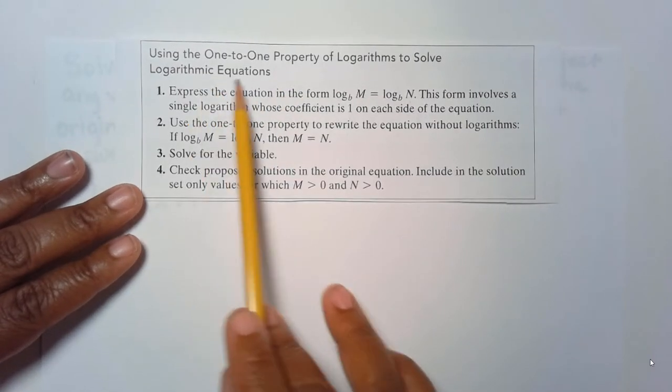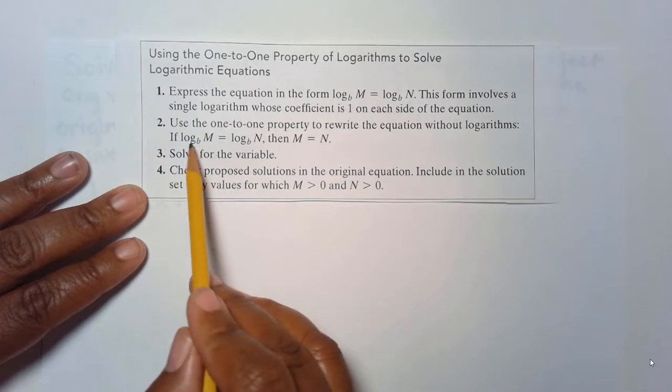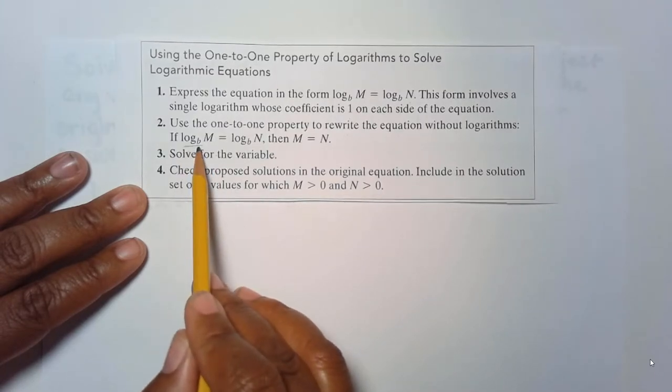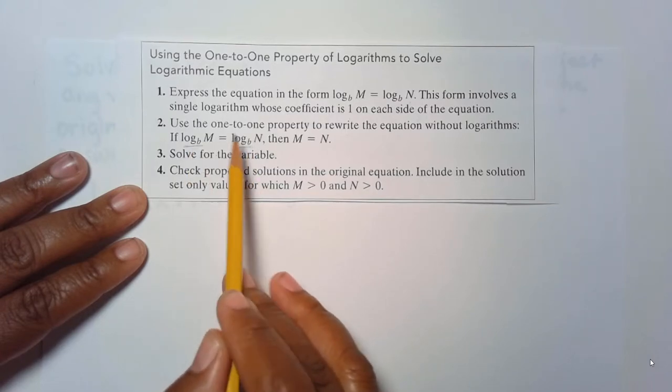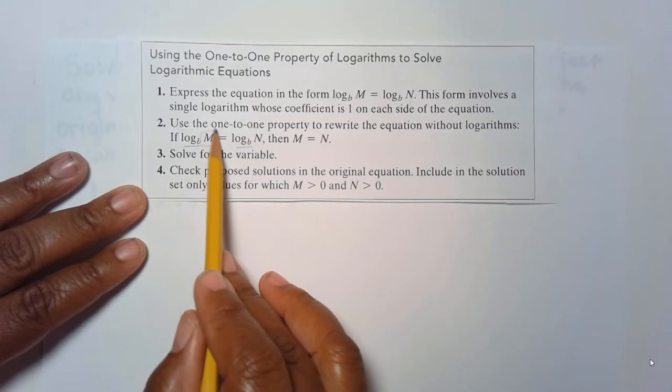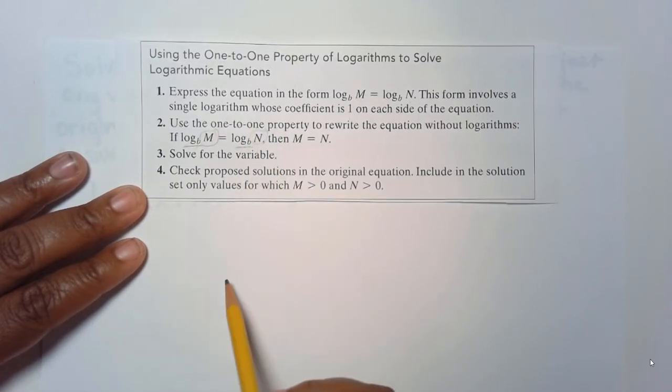So what this is saying, we're going to go back to how we talked about using the one-to-one property whenever we had an exponential equation. Well, this time it says here, if your logs, and here we have a common log with the base b, if they match, then our focus will be on this m and the n. And then we will solve the equation.